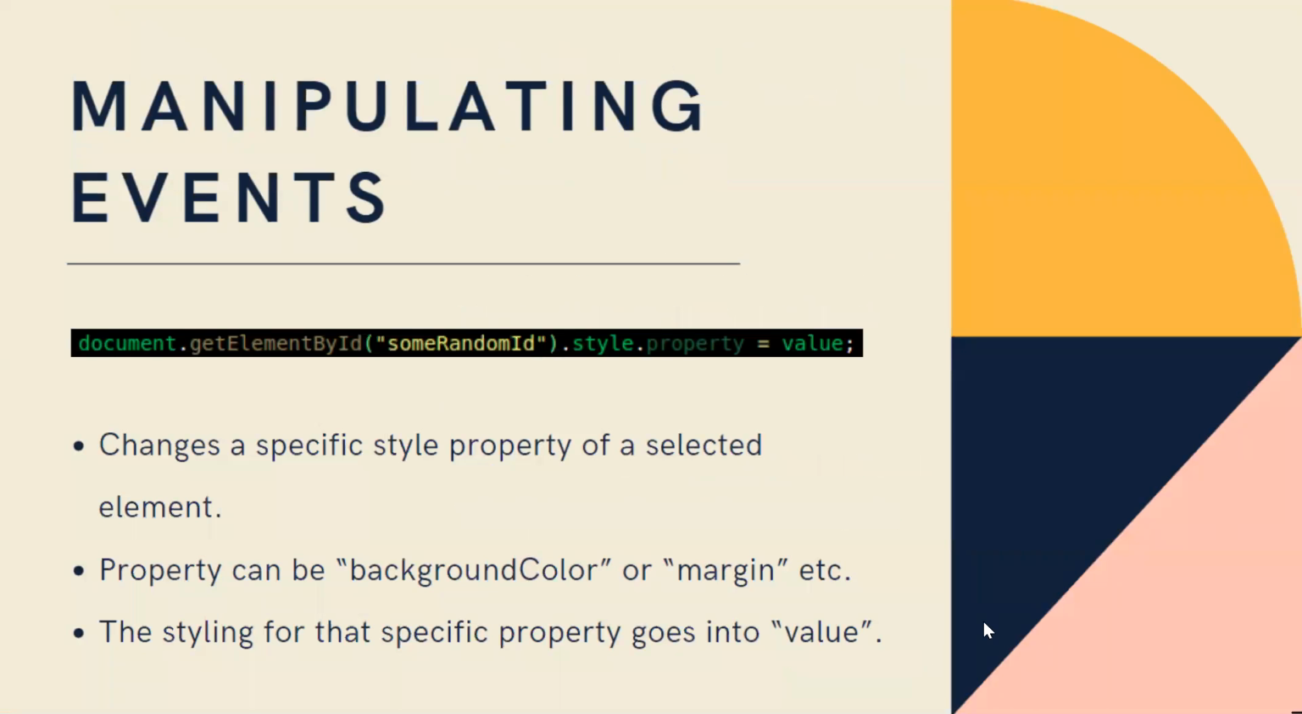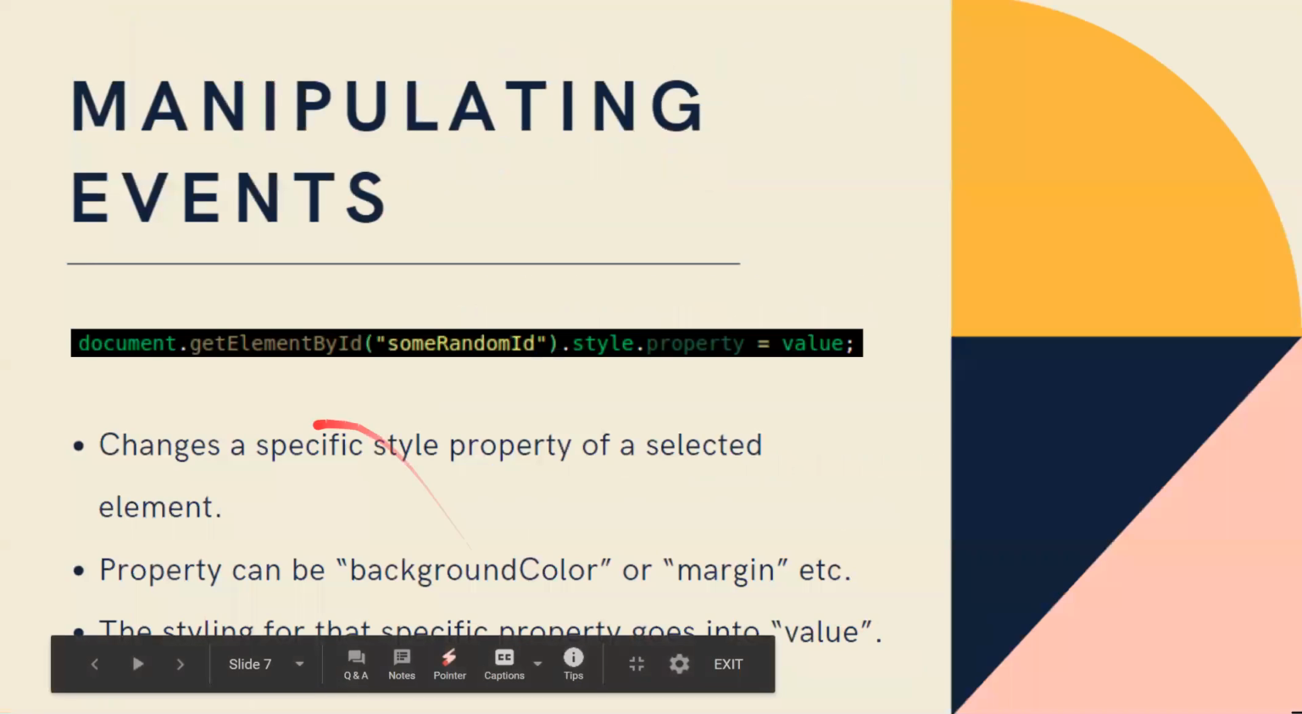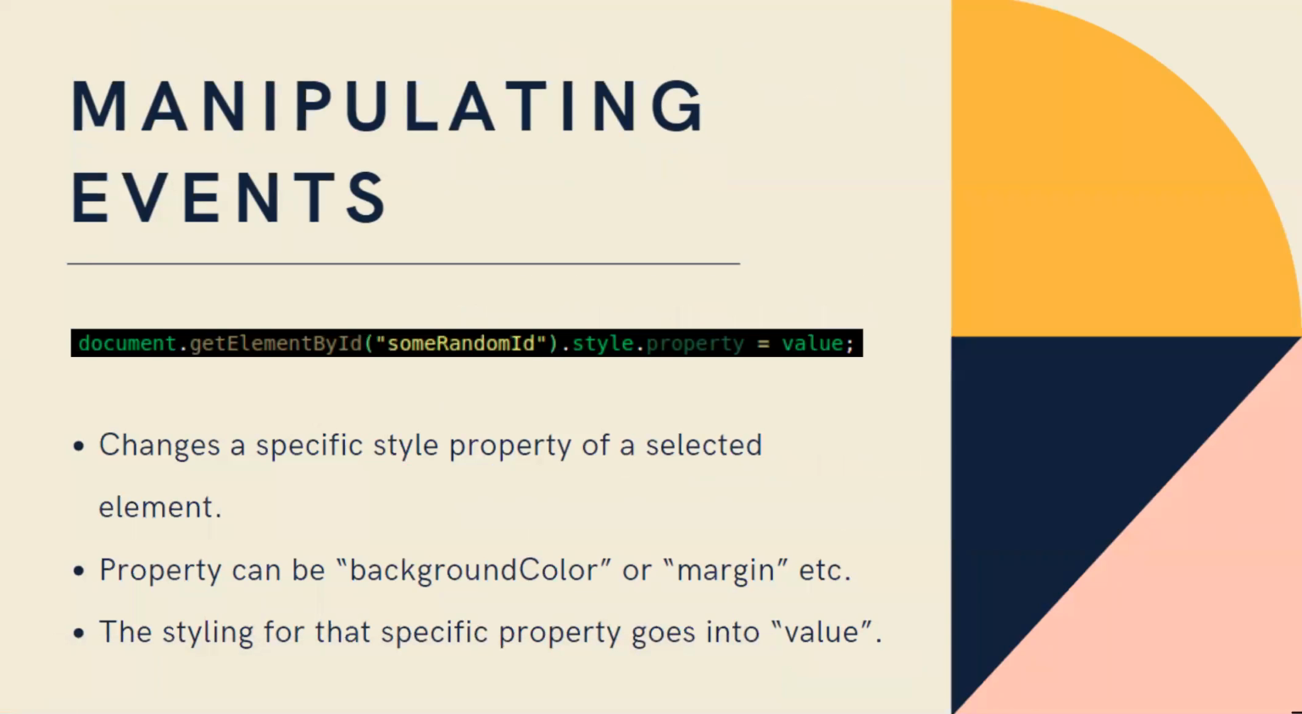Manipulating events. This changes a specific style property of a selected element. The property can be background color, margin, etc. Right? So we talked about our properties. The styling for that specific property goes into value. So remember, we had our width and then 200 pixels, right? So the specific way we want to style it and then the styling element. So width, 200 pixels.